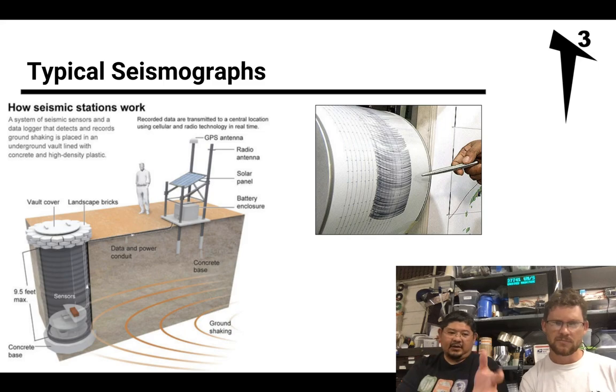You have to dig a hole. This hole particularly is usually about 6 feet deep, but this one says 9.5 maximum. You put concrete underneath, then you have your expensive sensor down there, expensive digitizer. All that wire has to come out. That has to be sealed so no water or animals go in there.